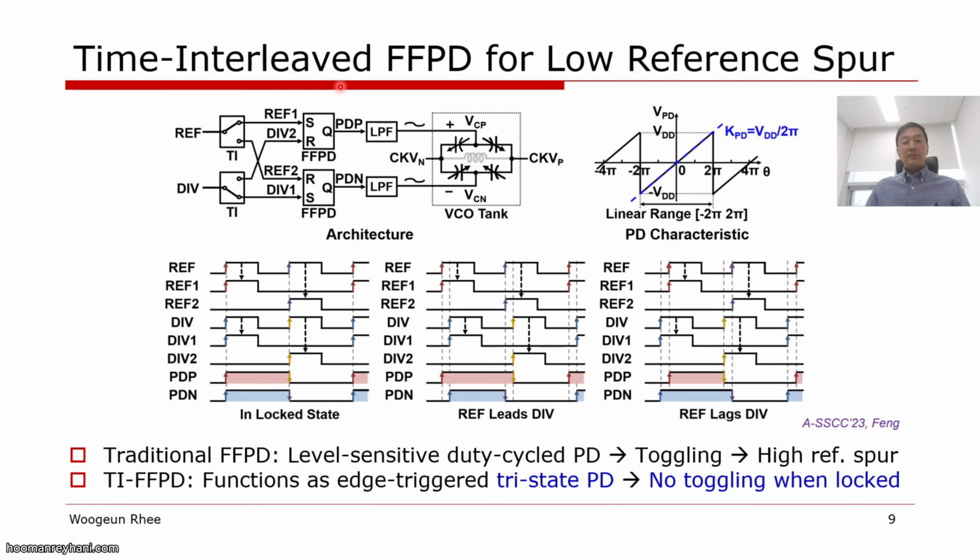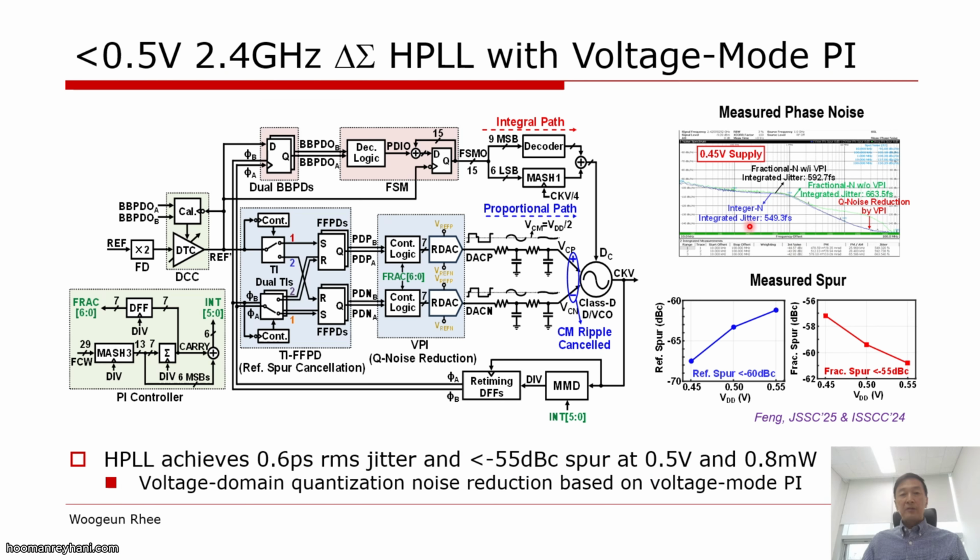To achieve low reference spur without using a notch filter, we may consider a time-interleaved flip-flop PD. In this way, even by using two flip-flop PDs, we can realize tri-state phase detection like the PFD. So when the phase is locked, there is no toggling effect, which is one benefit of using this kind of architecture. So we can achieve low reference spur.